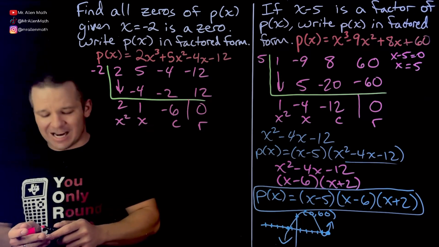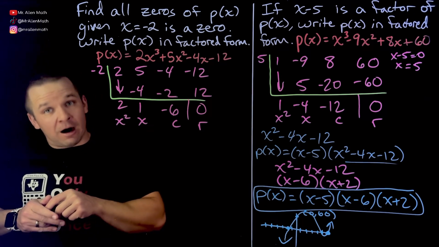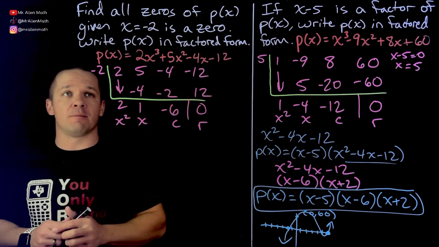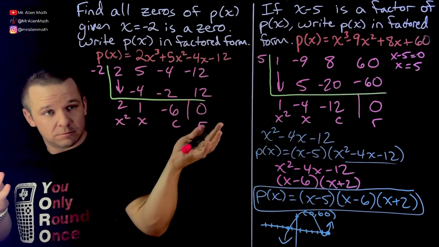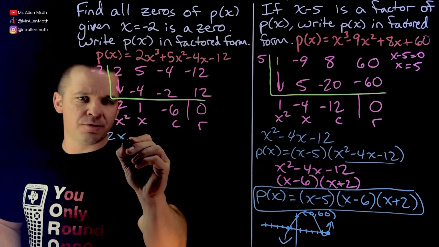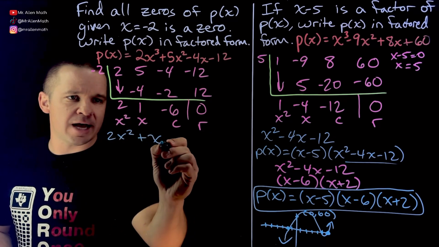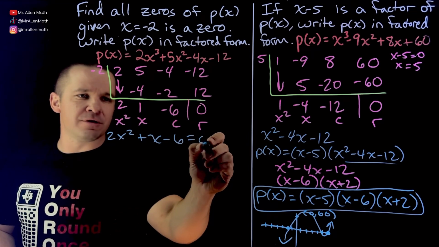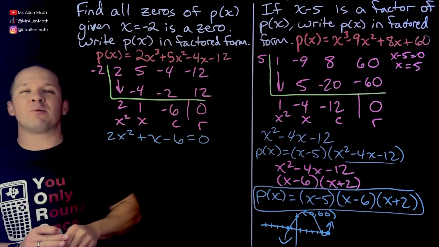Nice. Okay. Now, I got to find my other zeros and write it in factored form. Well, I already got 1 zero. Let's put this guy together. I have 2x squared plus x minus 6. And we want to find our other zeros, so I'll set that equal to 0. But how do I solve this?